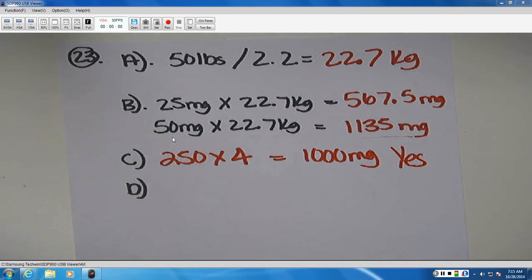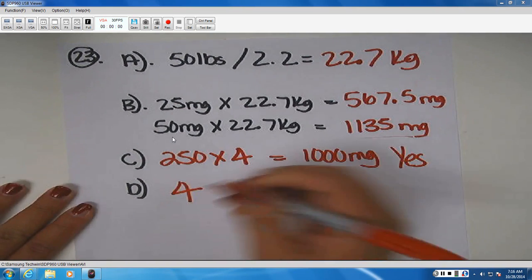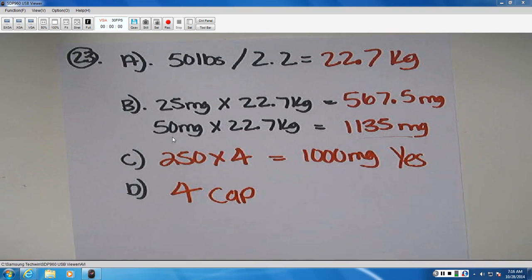And if yes, how many capsules will you administer? Well, the physician ordered Keflex 250 milligrams, and our dose on hand is 250 milligrams per capsule. So we're going to give 1 capsule per dose, or 4 capsules in a 24-hour period. So you could put, I'll administer 1 cap per dose, 4 in my whole 24-hour period.